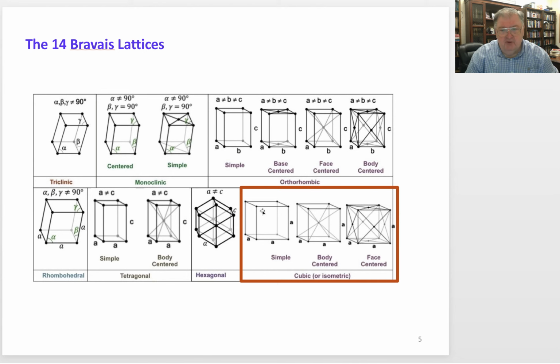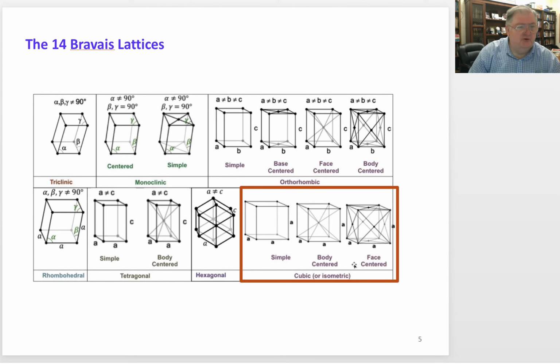And there's a simple cubic, with just four lattice points on top, four lattice points on the bottom, 8 lattice points. There's a body-centered cubic, which is the same as the simple cubic, except that it has this point in the middle. And there's a face-centered cubic, which is the same as the simple cubic, except that it has a point on every face. These are the three that we're going to concern ourselves with.